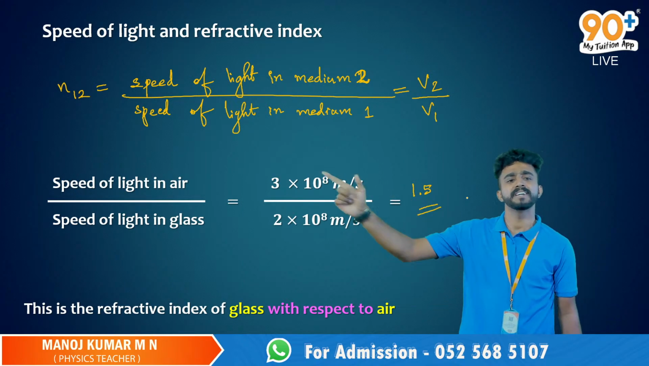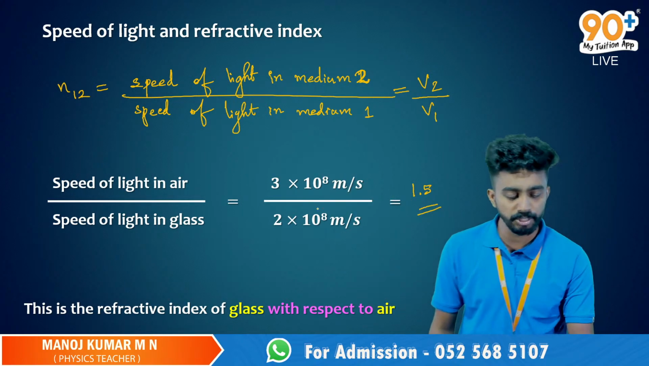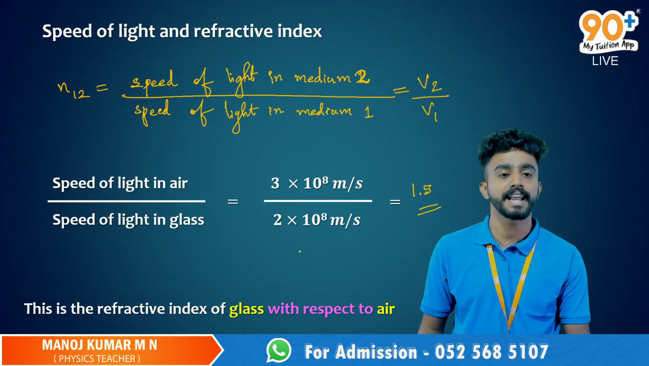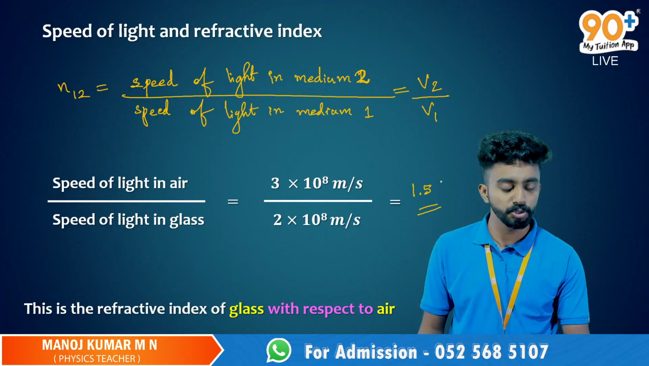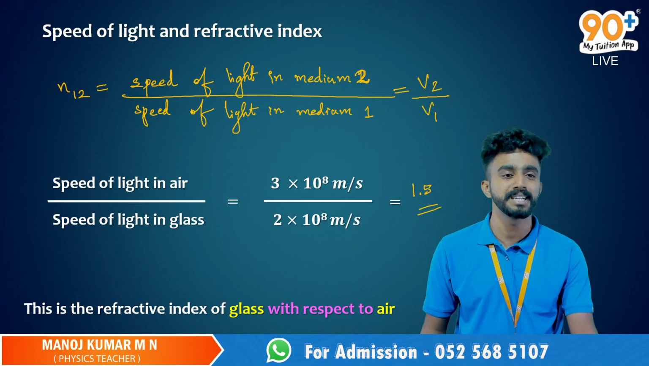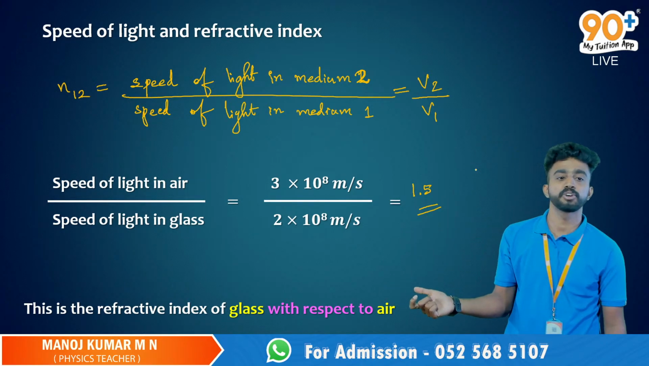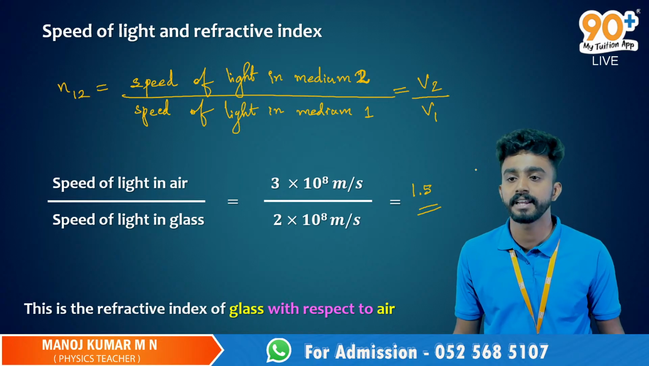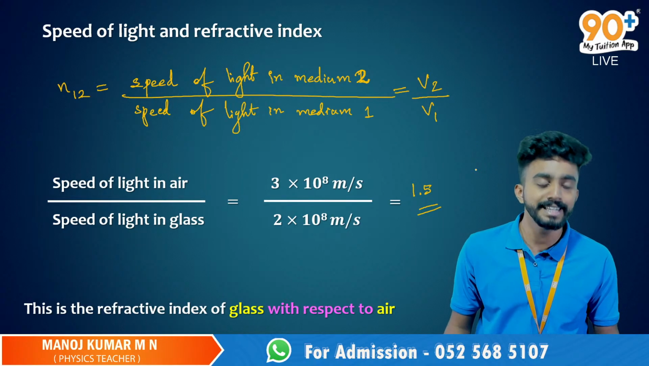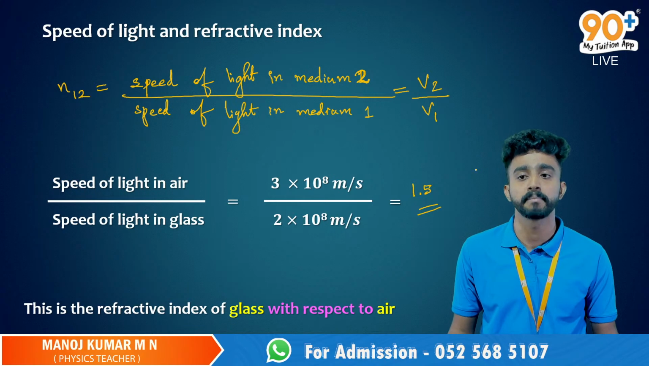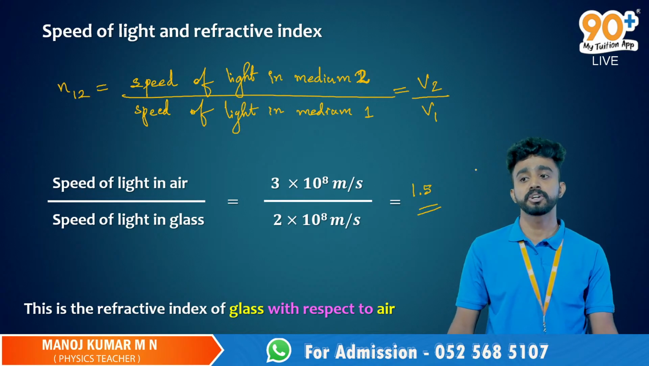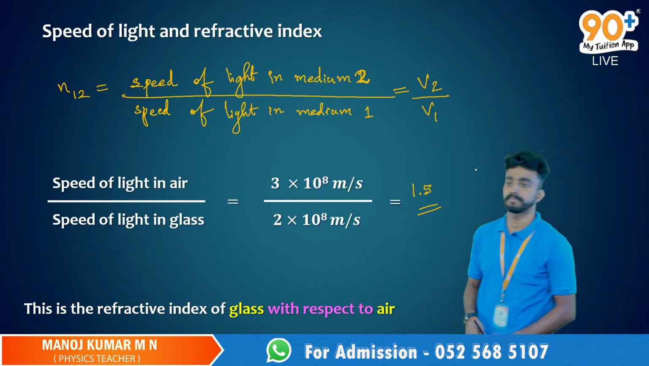Why 1.5? 3 divided by 2. The 10 raised to 8 and 10 raised to 8 will get cancelled. So 3 divided by 2 is 1.5. You know it, basic division. So 1.5 is the refractive index of glass with respect to air. Got it, everyone? Yes, this particular comparison you should remember. Fatima is asking, should we memorize it? Yes.